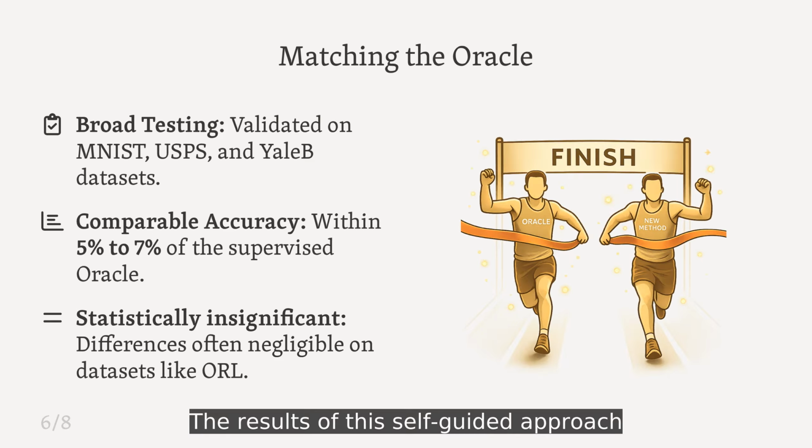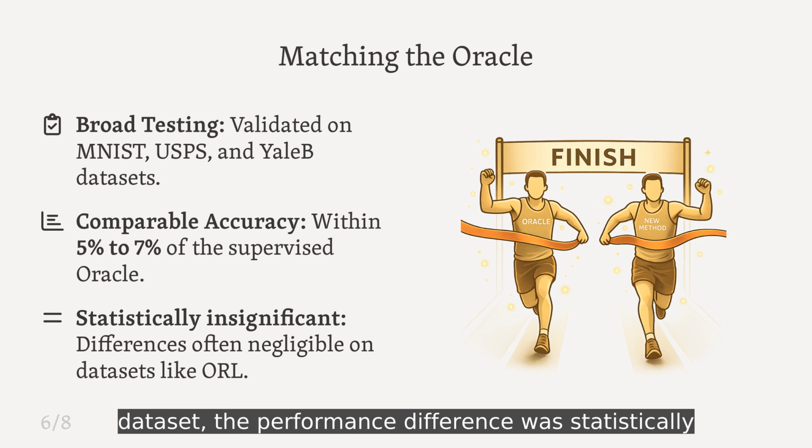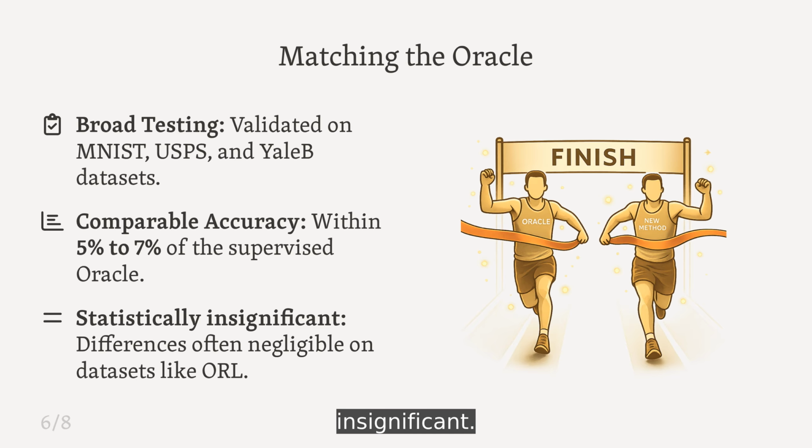The results of this self-guided approach are surprisingly competitive. When tested across standard datasets, like MNIST digits and YLB faces, this blind tuning method performed within 5 to 7% of the oracle method that had access to all the answers. In some cases, like with the ORL dataset, the performance difference was statistically insignificant.